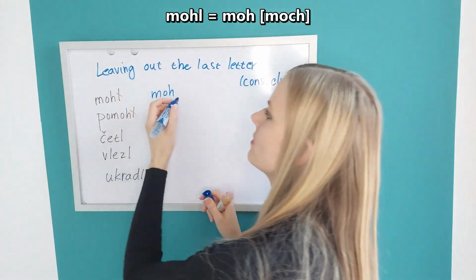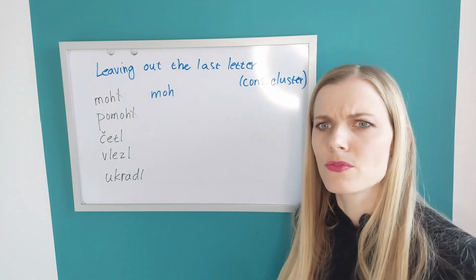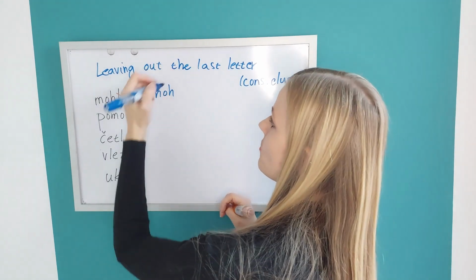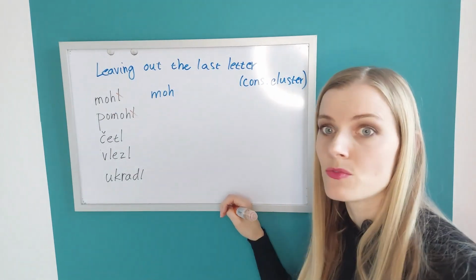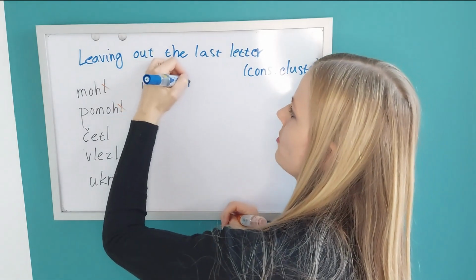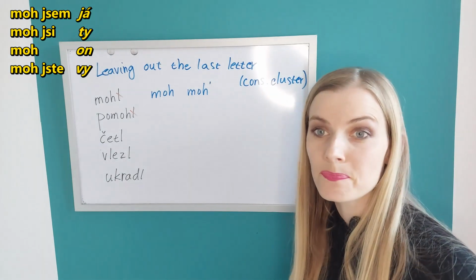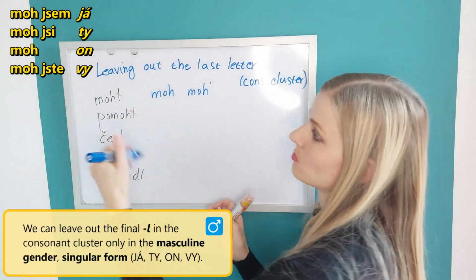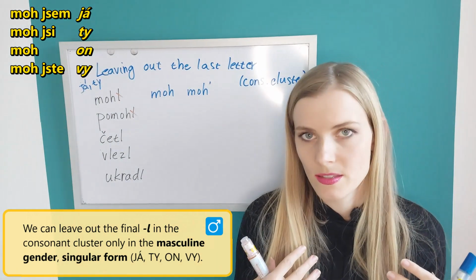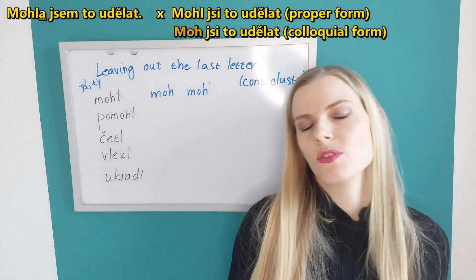Moch. We could even write it like this, but it's not very common to write it unless we read a book that has a direct speech that uses this feature and they want to emphasize the informal language. So it could be written like this or with an apostrophe. Moch si, moch sem. You could use these short forms only for the masculine. I would say mohla sem. But if I speak to a man, I would say mohl si to udělat. You could have done it.